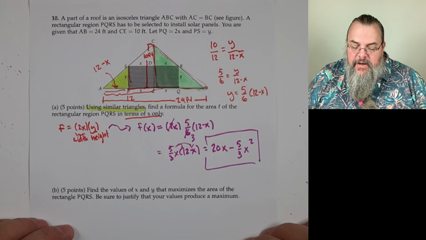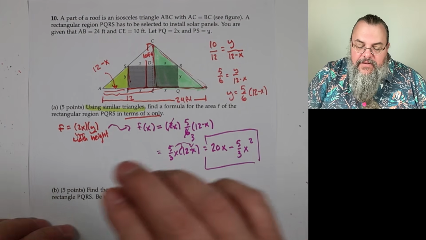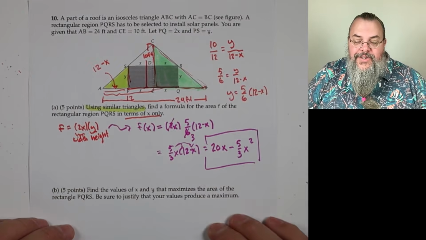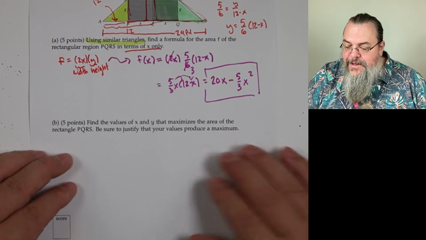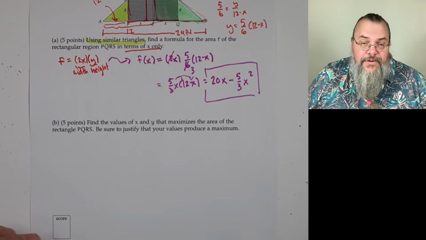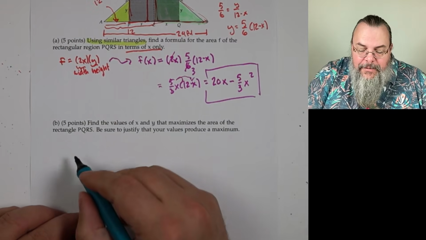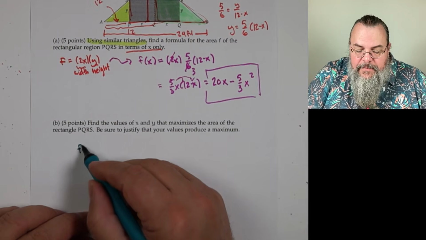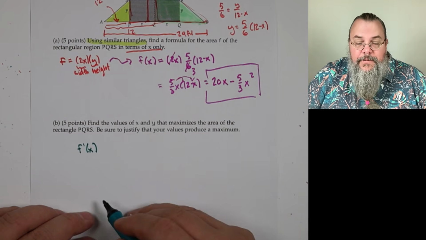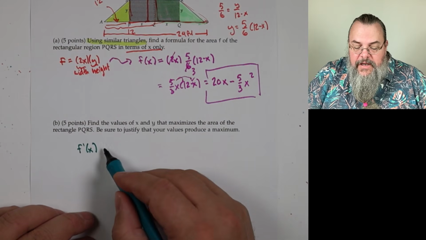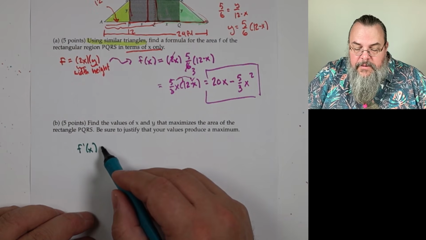So we want to maximize the area of the rectangle, which means we want to maximize f. So what do we do? Well, we use the tools we have. We've been preparing for this. And we say, all right, let's take f prime of x. We're looking for our critical points. So f prime of x is what?